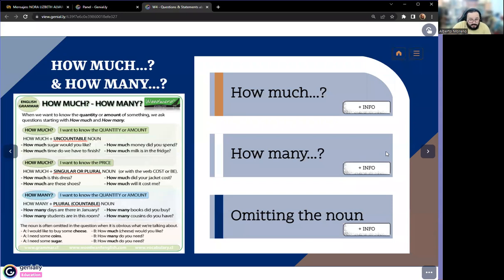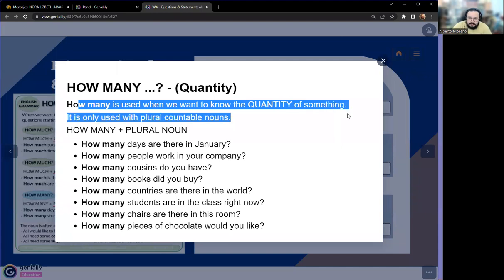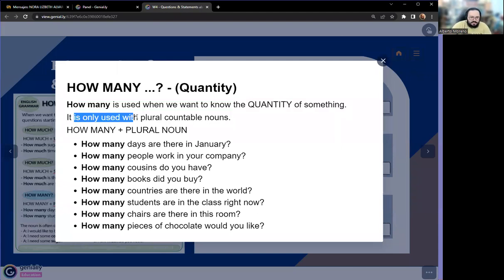Now, when to use how many? Well, how many is used with countable nouns when we use it for quantity. It says how many is used when we want to know the quantity of something, and it is only used with plural countable nouns. Because if it's only one, if it's a singular countable noun, well, the answer is one. So that's why we have to use this with plural countable nouns.